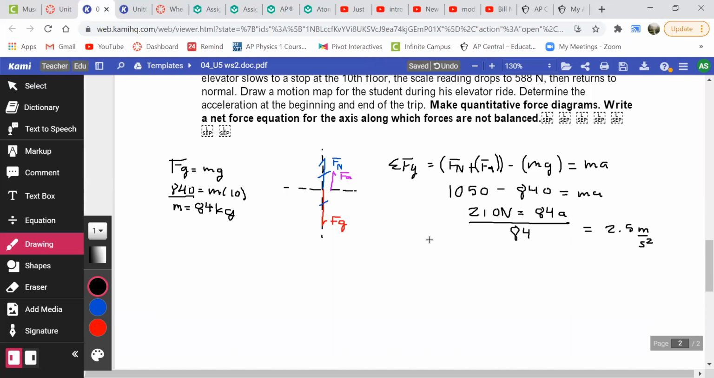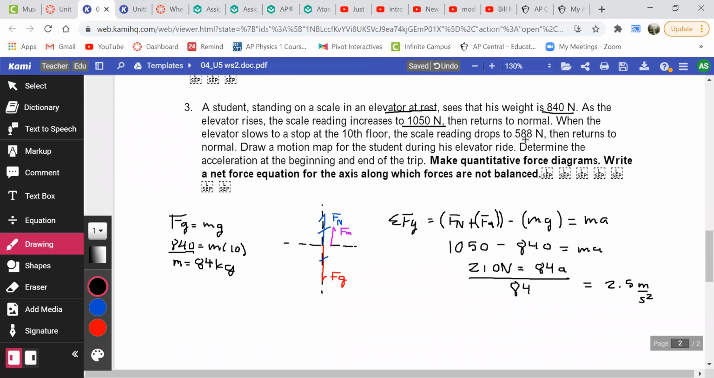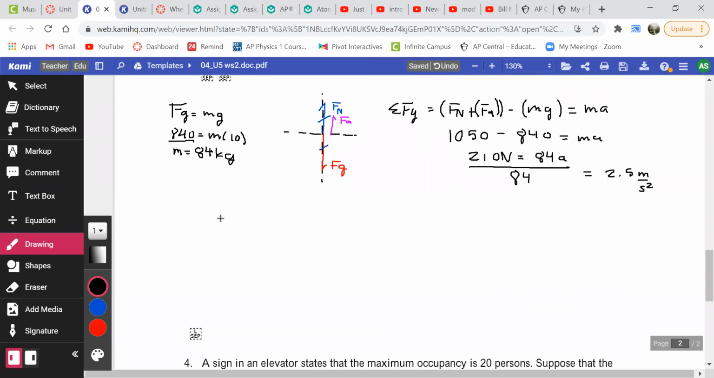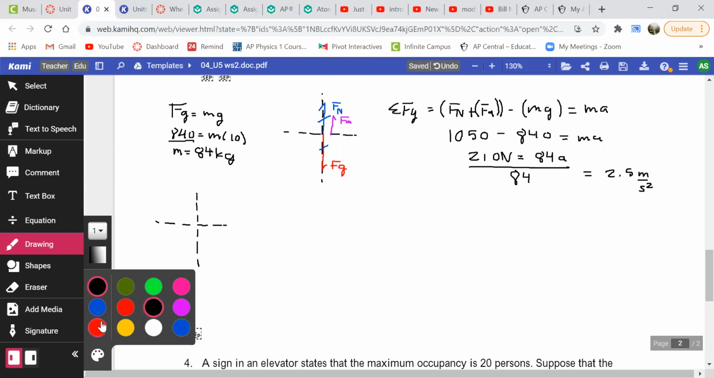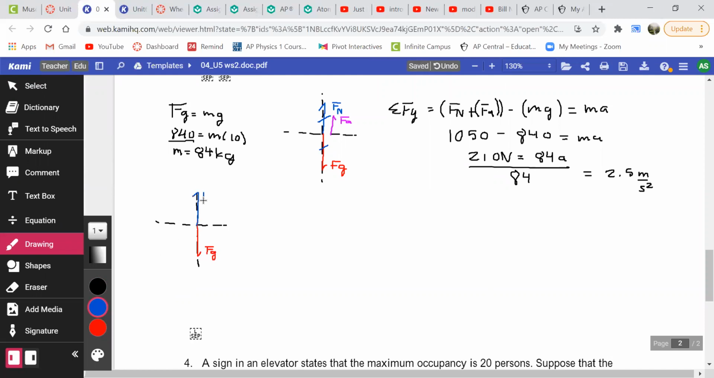Then we look at the second scenario. The second scenario, you're at the top and you start going down. Well, let's look at that free body diagram. I'm going to set this up right here. All right, the first two forces are the same this time. Force of gravity goes down. Normal force goes up. When you're at rest at the top of the elevator, these two equal each other.